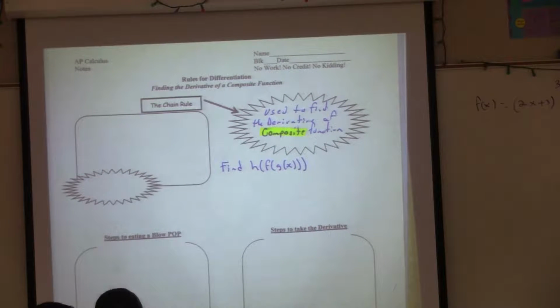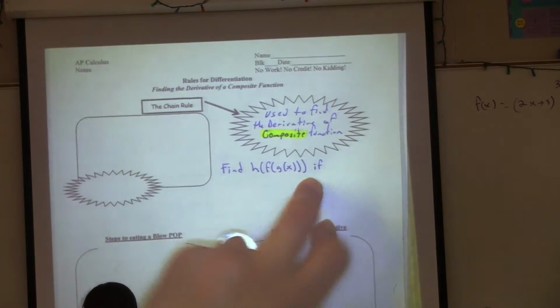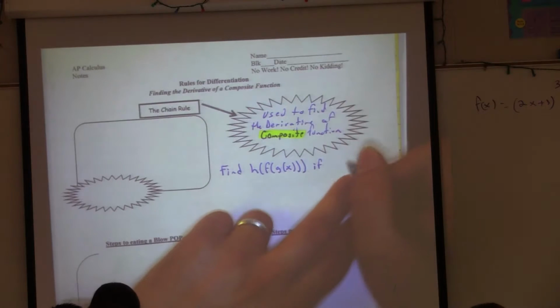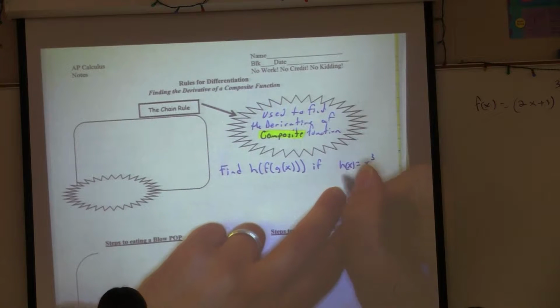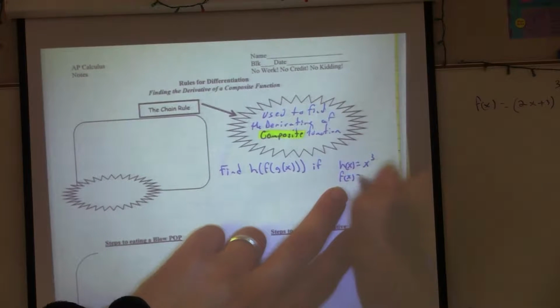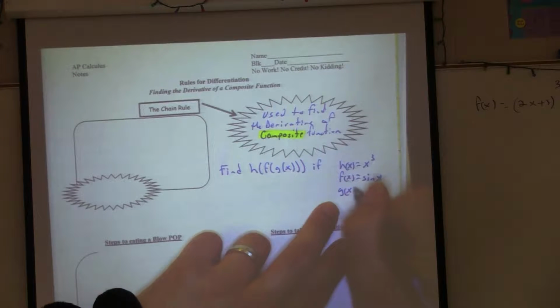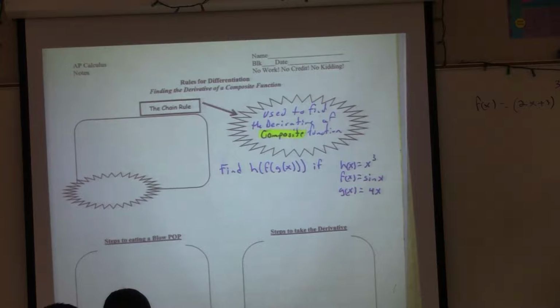Yes? You remember seeing this? Now, they obviously have to tell you what the functions are. So I want you to find this if h of x is equal to x to the third, f of x is equal to sine of x, and g of x is equal to 4x. What would you do if I asked you to find that? To find h of f of g.